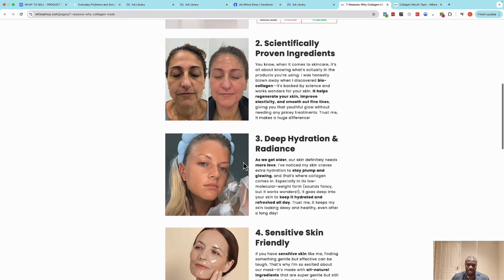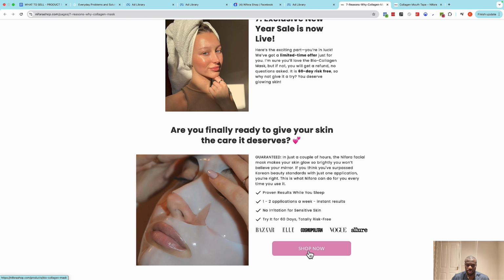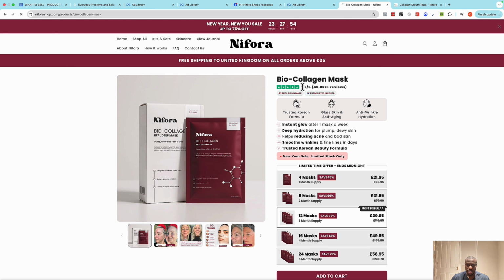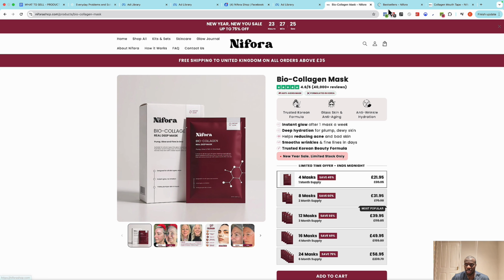And they're selling this face mask, which is called, now let's click on the shop now and see what the product is called. So it's a biocollagen mask, okay? It looks like they have different supplies, 1 month supply is 4 masks, then 8 masks, 12 masks, 16 masks, 24 masks, which are good offers here, okay? But I think their marketing can be a bit better, because they're only selling this biocollagen on this listing. They can actually add other products if obviously they're selling other products in their store. Let's see what else they're selling.